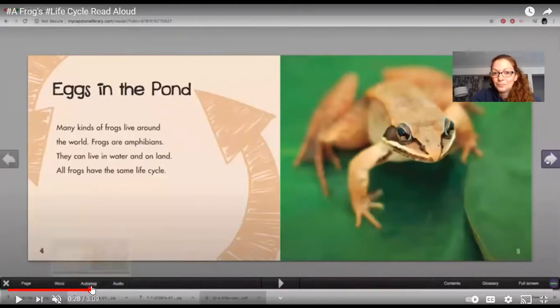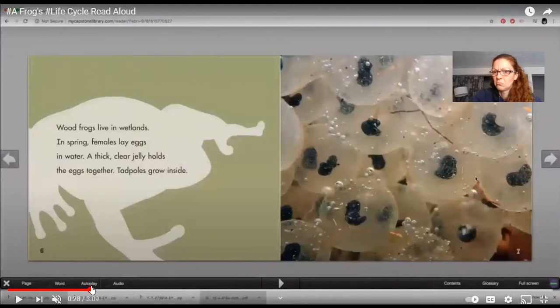All right. So, ooh, what are those? Let's read and find out. Wood frogs live in wetlands. In spring, females lay eggs in water. A thick, clear jelly holds the eggs together. Look, oh, so this white stuff is like the outside of the egg and it's a thick, clear jelly. They all stick together. So there's lots of babies all together in a bunch. Tadpoles grow inside.